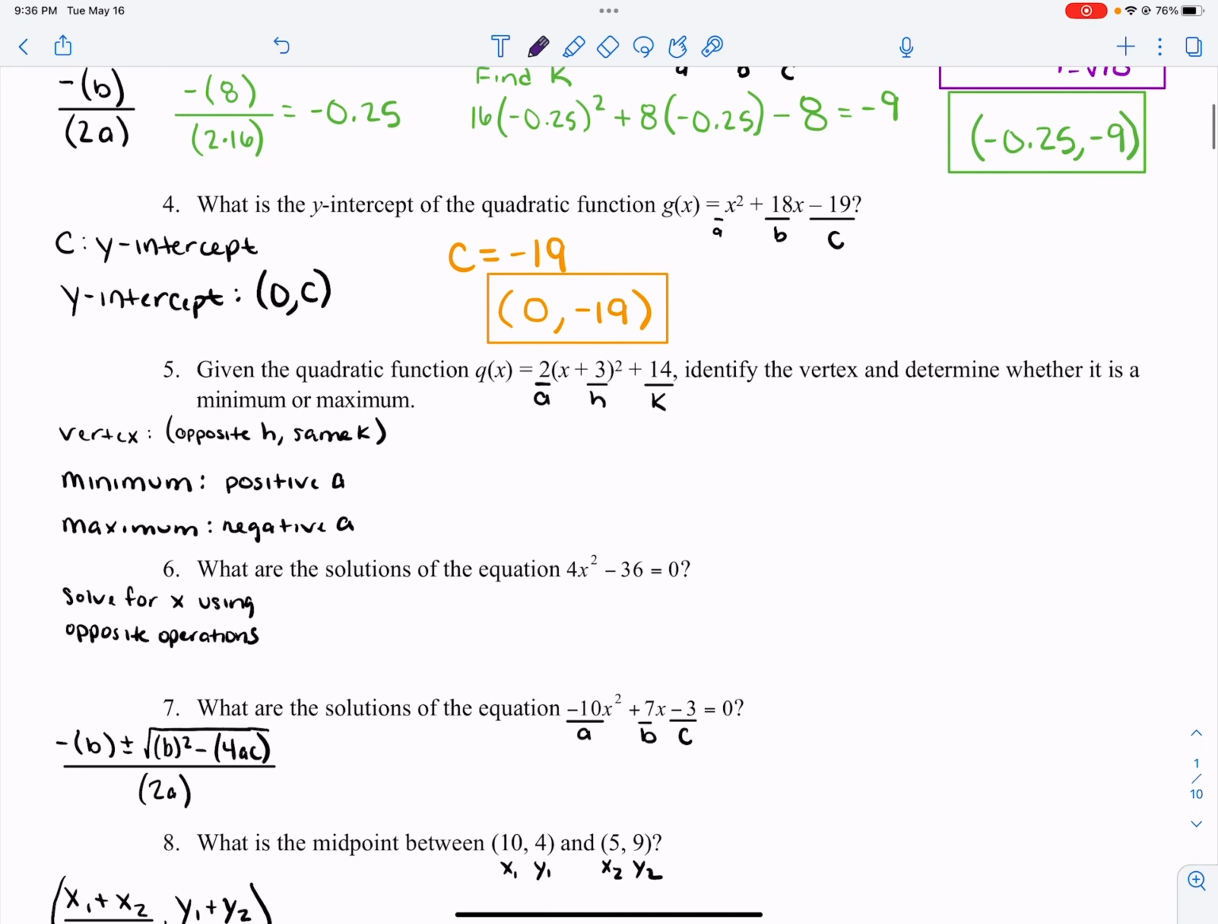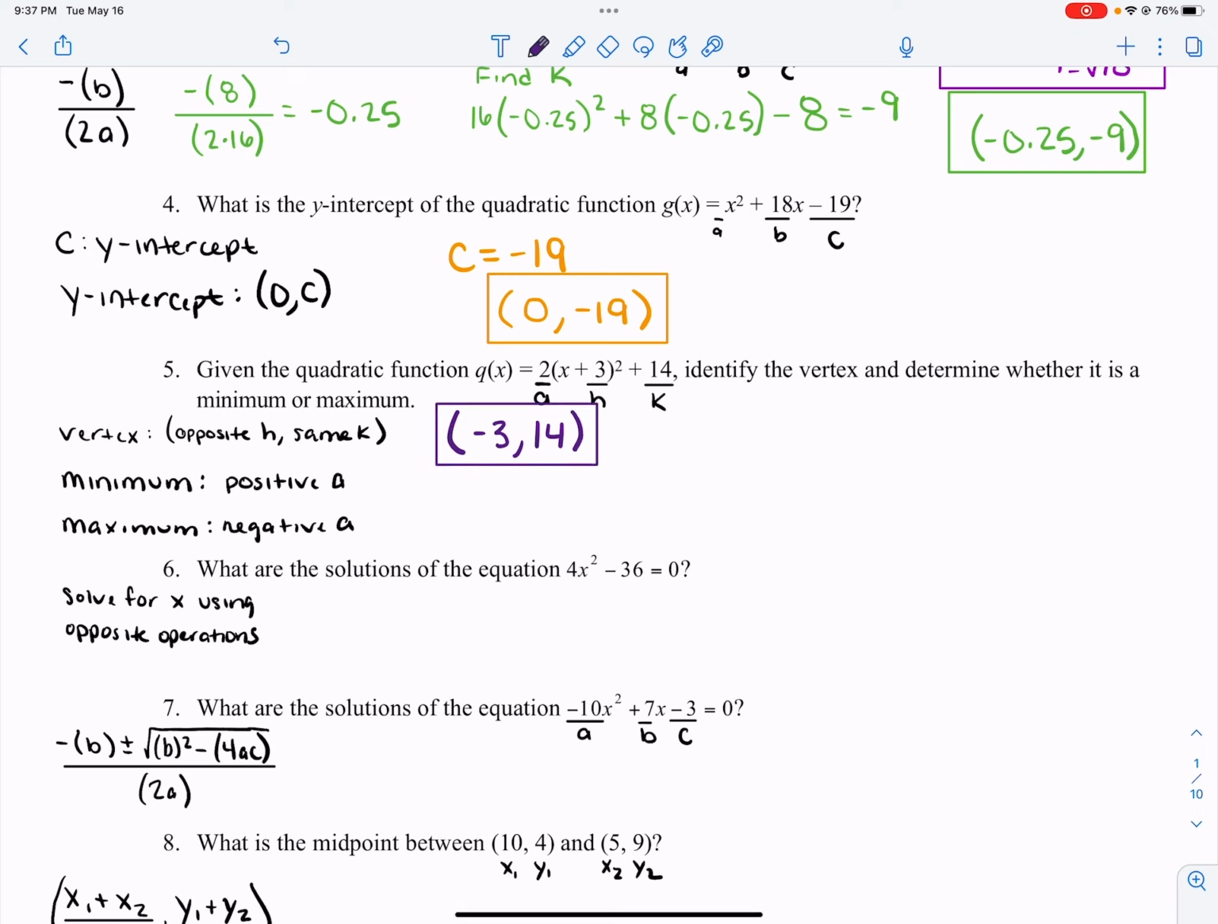All right, number 5. Given the quadratic function 2 times x plus 3 squared plus 14, identify the vertex and determine whether it's a minimum or maximum. Okay, so remember how I taught you guys the opposite h and then the same k? So right here I labeled. The number on the outside of the parentheses represents your a. The number inside your parentheses is an h, and then the number on the very end is your k. So the opposite h. This h right here is showing a positive 3. So that means that when I write my vertex down, I do the opposite of a positive 3. So that's going to be a negative 3. And then I put the k exactly what it shows. So it shows a positive 14. So that's my vertex. So that's part of my answer.